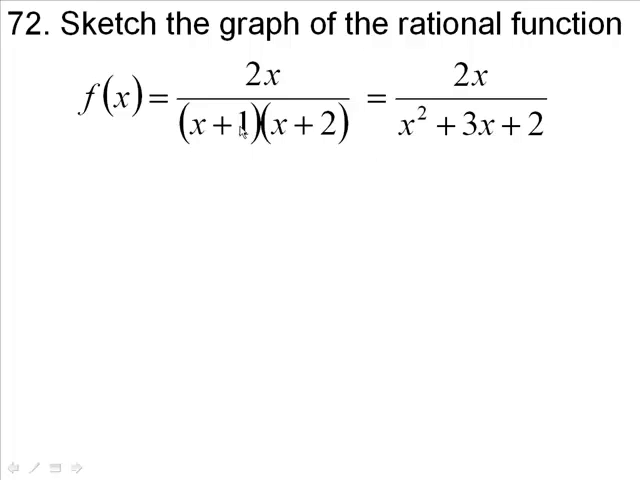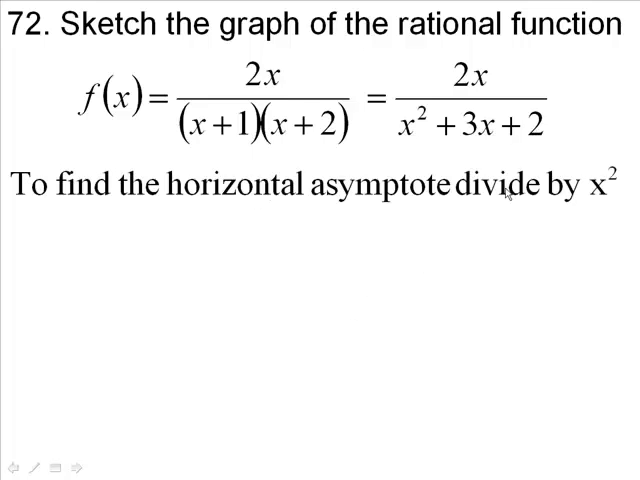Now, if you were to multiply these out on the bottom, you have x squared plus 3x plus 2. To find the horizontal asymptote, divide by the largest power of x. That's why I multiplied these out, so I know to divide by x squared. Okay? So when you divide everything by x squared, you'll have 2x over x squared, x squared over x squared, 3x over x squared, and 2 over x squared. Everything's divided by x squared.